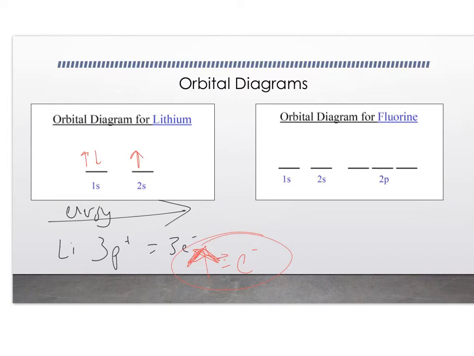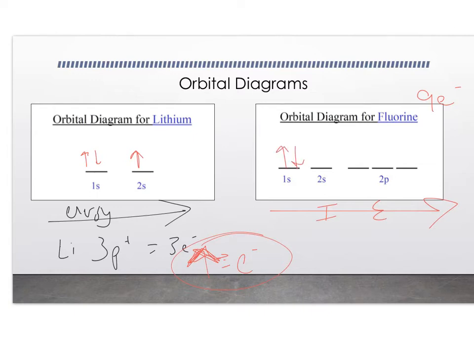So then going into fluorine, fluorine is element number 9, so I need 9 electrons. So again, going from left to right, you're increasing in energy. So we have to fill in our 1s level first with 2 electrons. So there's 1 electron, 2 electrons.